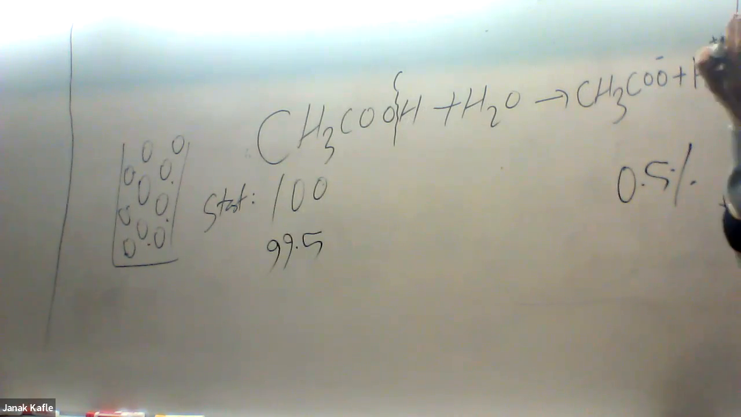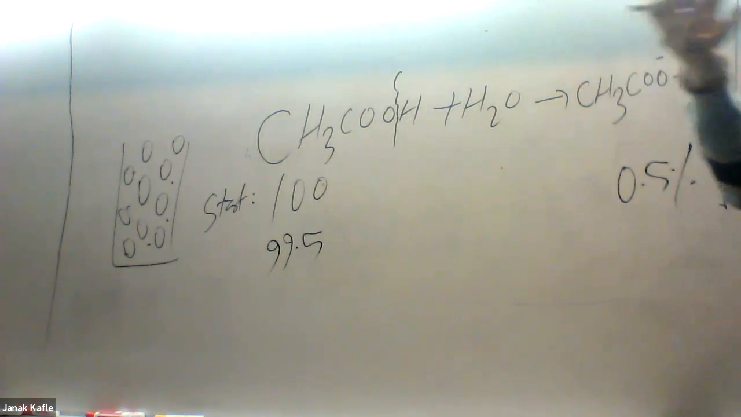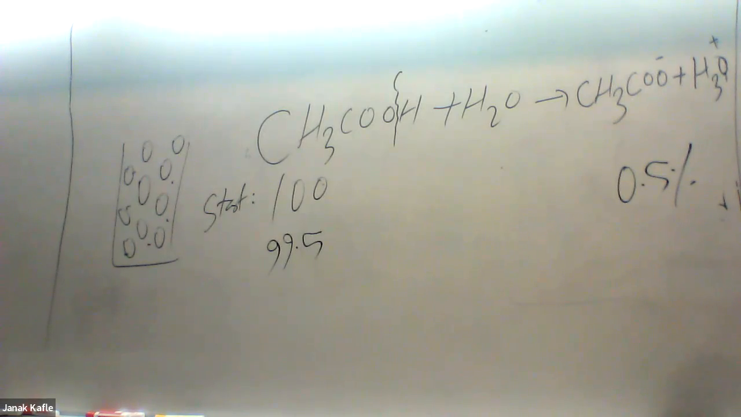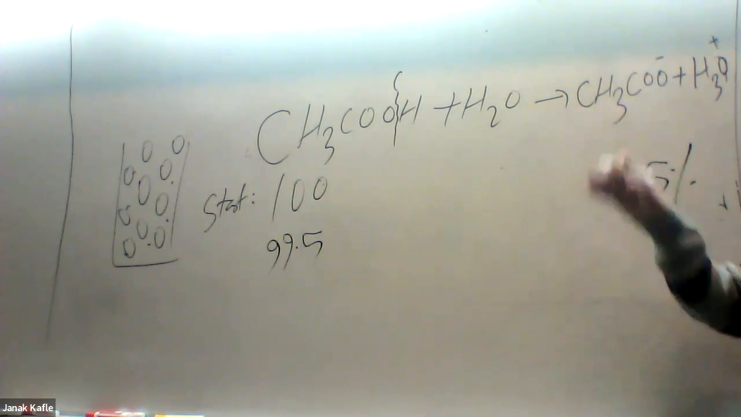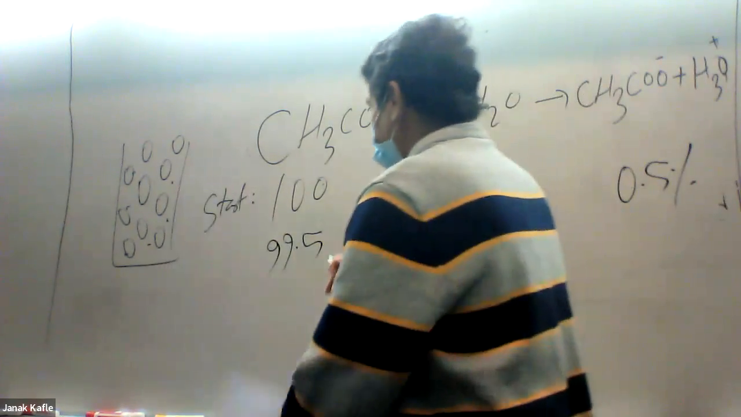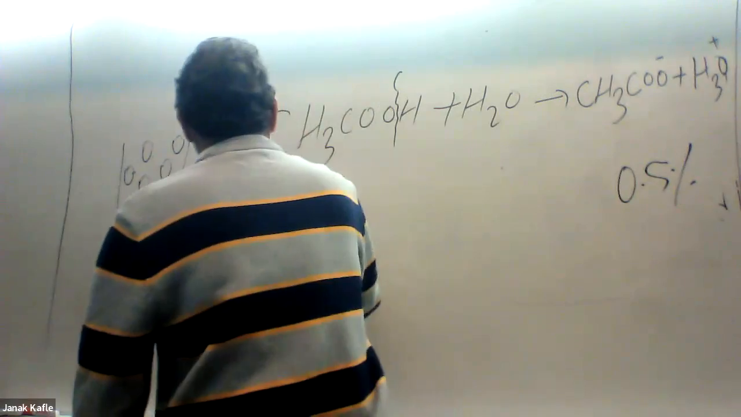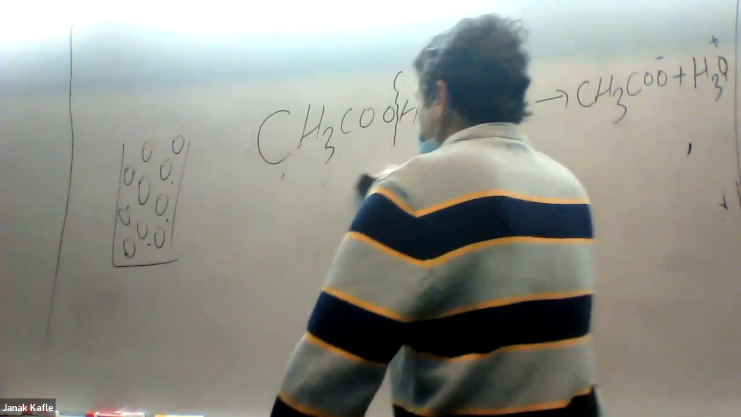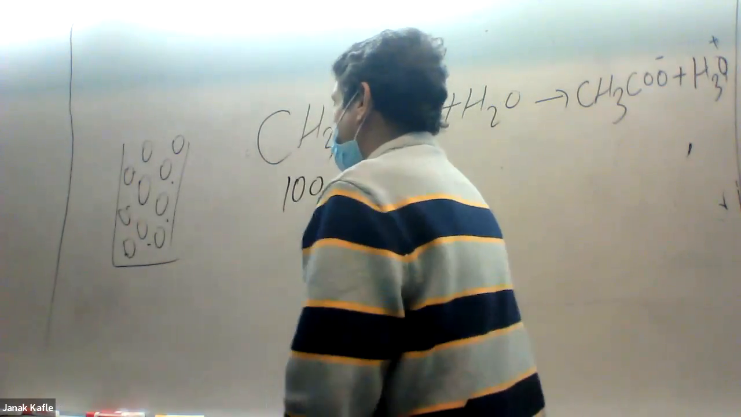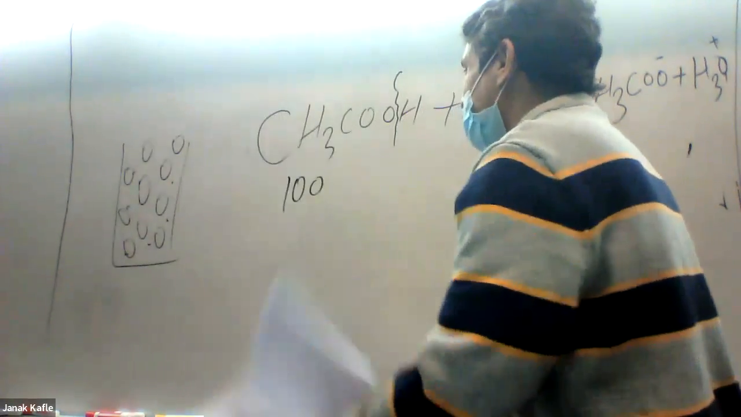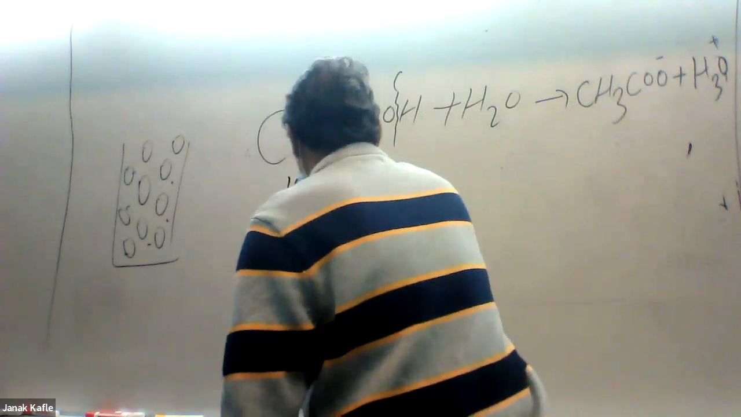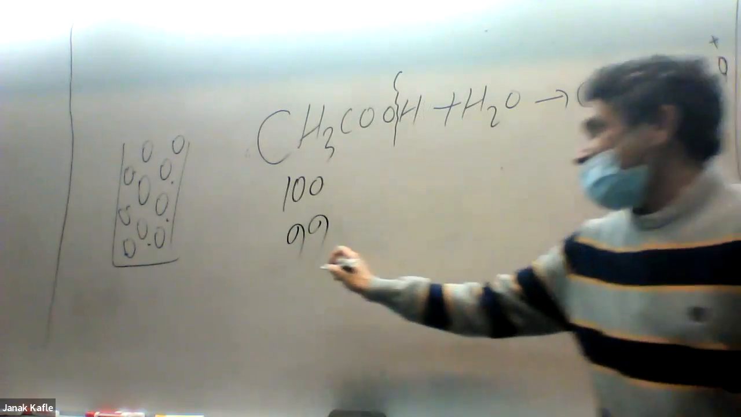Everybody got that? 99.5 means out of 100 particles, 99.5 particles are not broken, only 0.5 particles are broken to give the product. Maybe I can write a whole number, maybe you are confused here. Let's say at the beginning I have 100 particles in water. Out of those 100, only one particle breaks and 99 particles are still in that condition. Make sense?